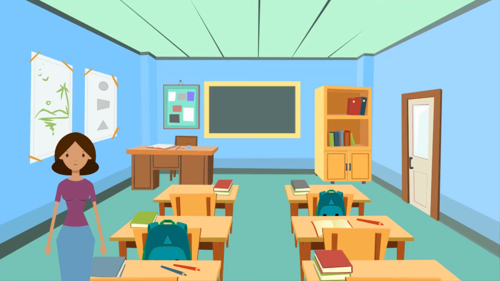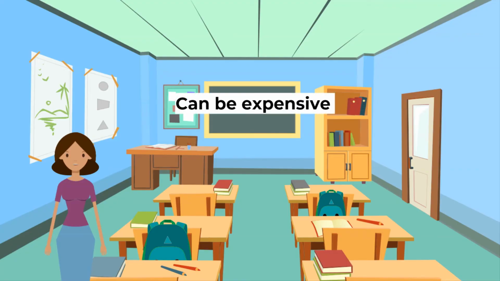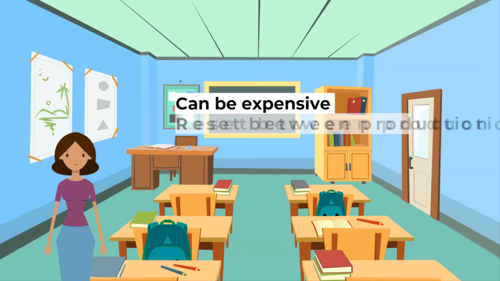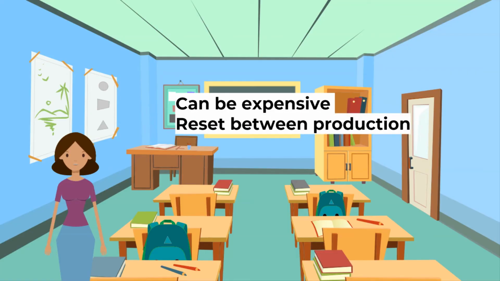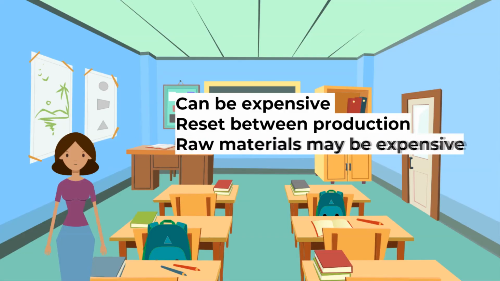Disadvantages. Can be expensive since finished and semi-finished goods will need moving about. Machines have to be reset between production batches, which delays production. Lots of raw materials will be needed for different product batches, which can be expensive.